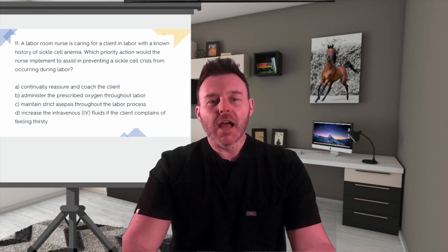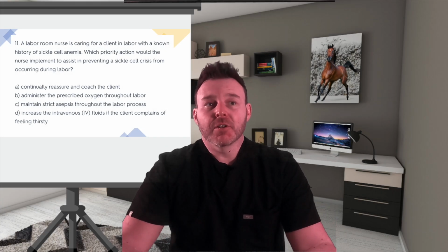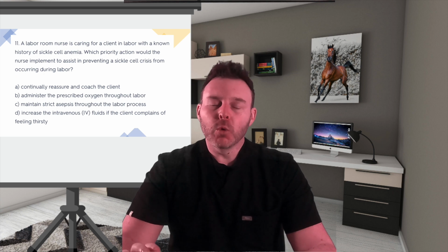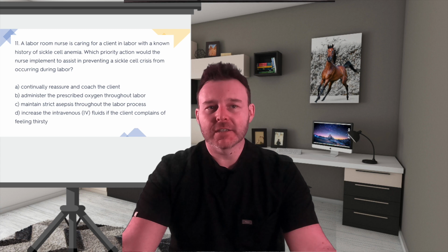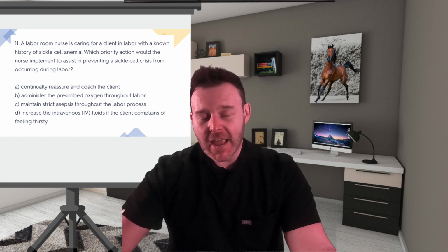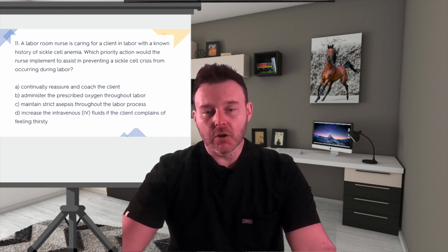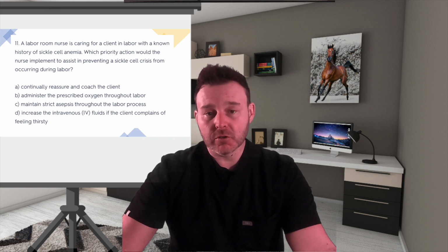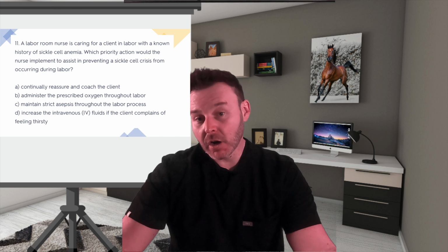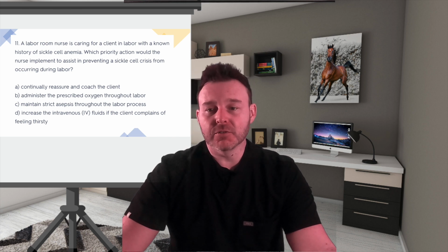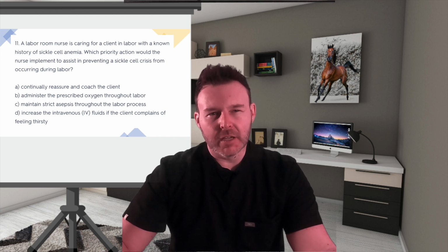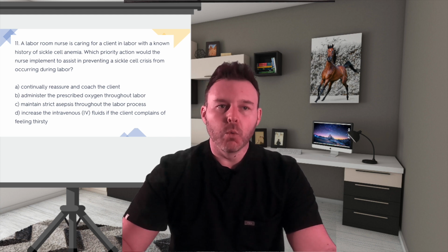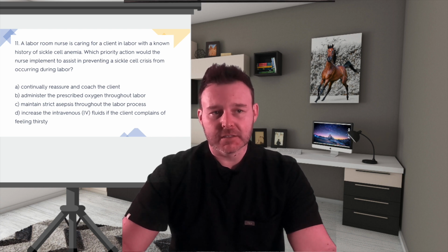Okay. A labor room nurse is caring for a client with a known history of sickle cell anemia. Which priority action would the nurse implement to assist in preventing a sickle cell crisis from occurring during labor? A, continually reassure the client. B, administer prescribed oxygen throughout labor. C, maintain strict asepsis throughout the labor process. D, increase the intravenous fluids if the client complains that they're thirsty. So again, what is our priority here? What can we do to help prevent that sickle cell crisis?